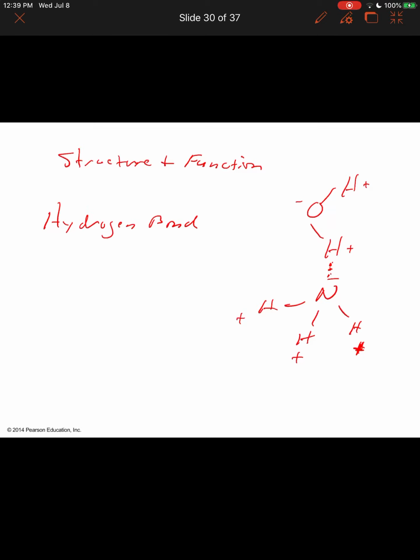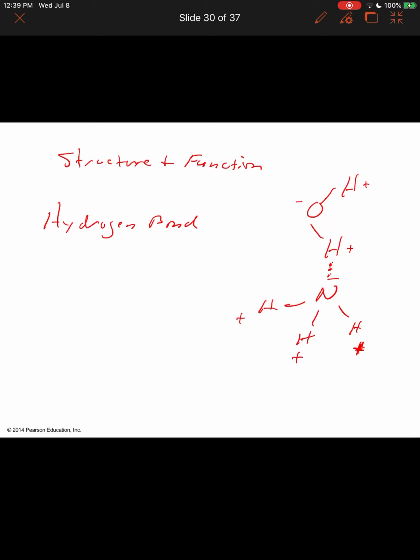So let's go back over that definition. A hydrogen bond forms when a hydrogen atom that is covalently bonded to one electronegative atom. So we have a hydrogen atom covalently bonded to one electronegative atom. That hydrogen atom is also attracted to another electronegative atom. That's our hydrogen bond right there. And again, they're always shown as dotted lines to indicate that they're weak chemical bonds.